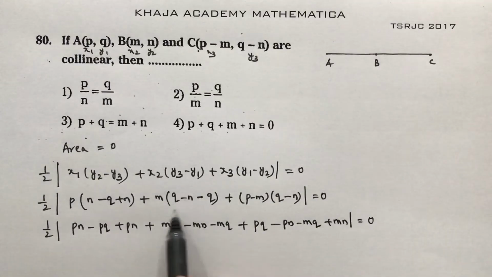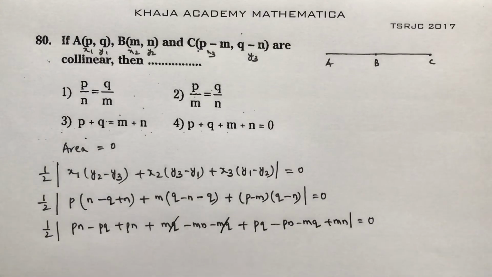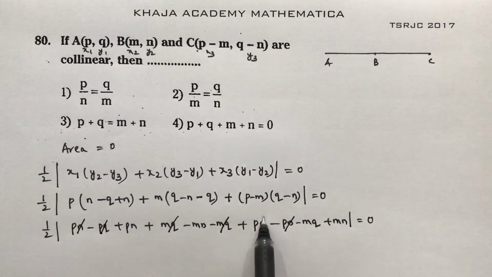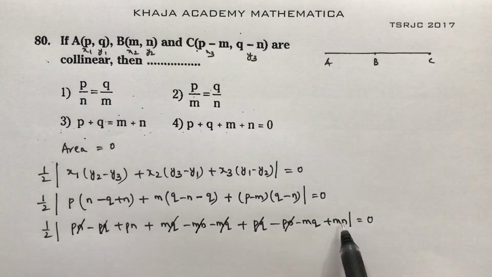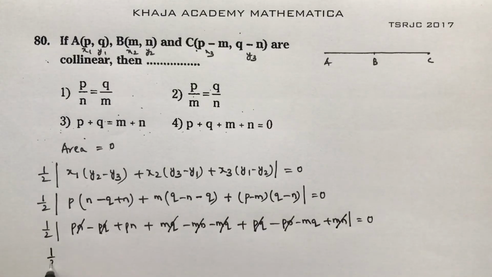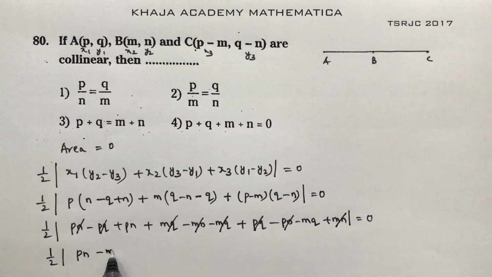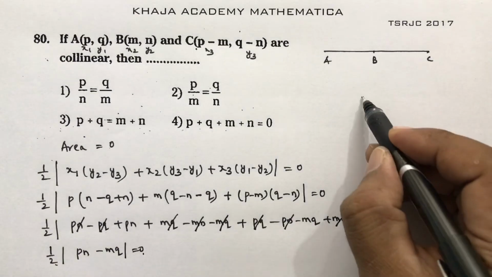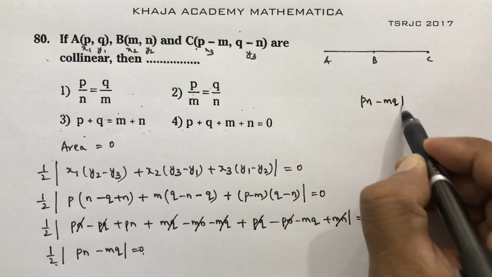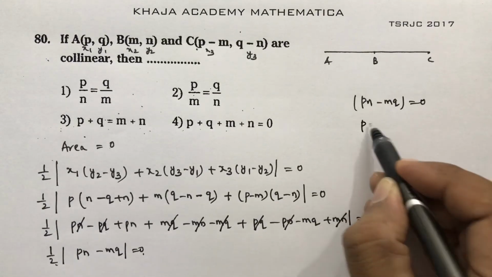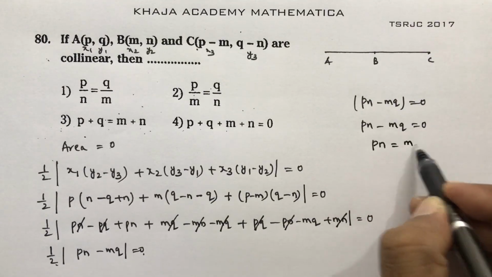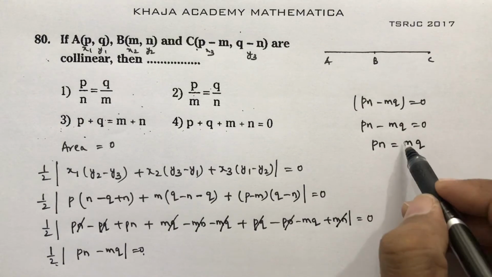Now you can cancel here only q q, but mq, pn minus pq plus pq minus mn plus mn. So you're left with half mod, left here with pn minus mq. So here this 2, if you cross multiply, you'll be left with pn minus mq equals 0. So modulus also, if you take out, pn minus mq equals 0, pn equals mq is the answer, but we don't have this in the options.